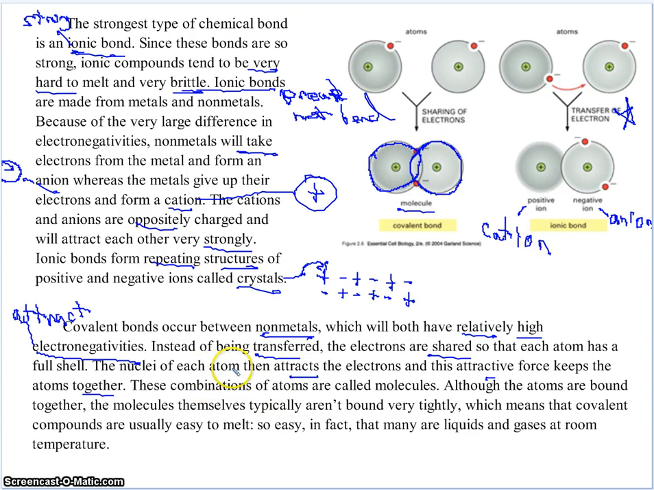So where was I? They attract the electrons. This attractive force keeps the atoms together. These combinations of atoms are called molecules. Although the atoms are bound together, the molecules themselves typically aren't bound very tightly. So if there's another molecule, it's not bound with this one very much, which means that covalent compounds are usually easy to melt. So easy, in fact, that many are liquids and gases at room temperature.